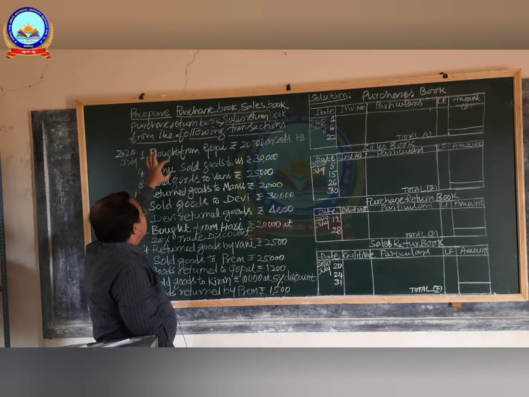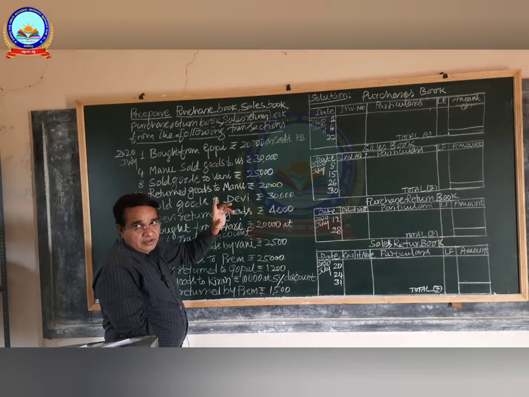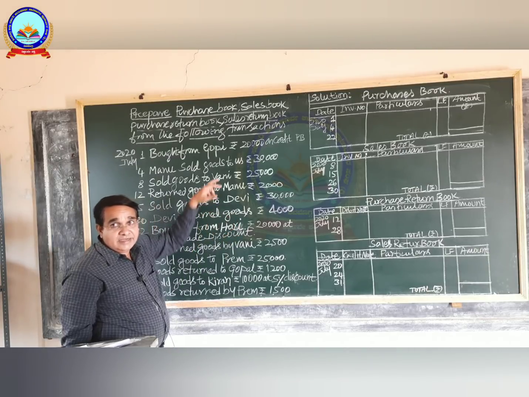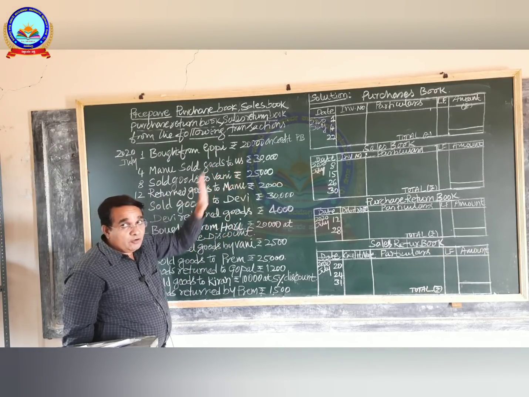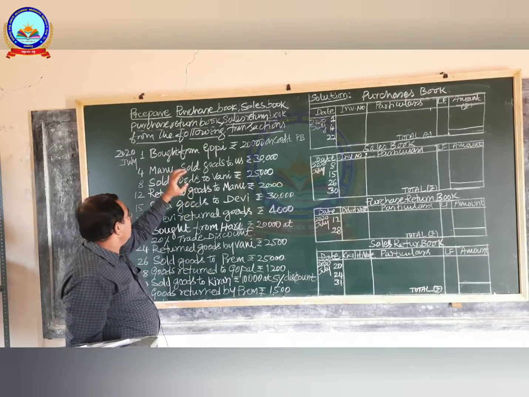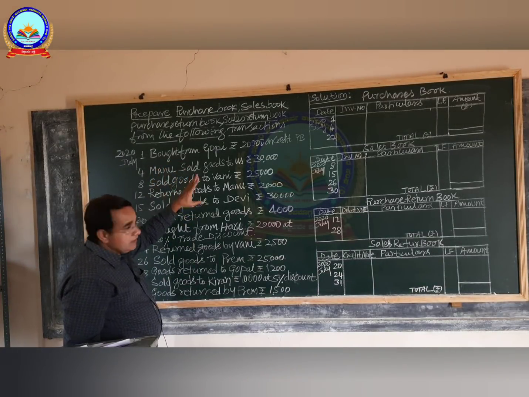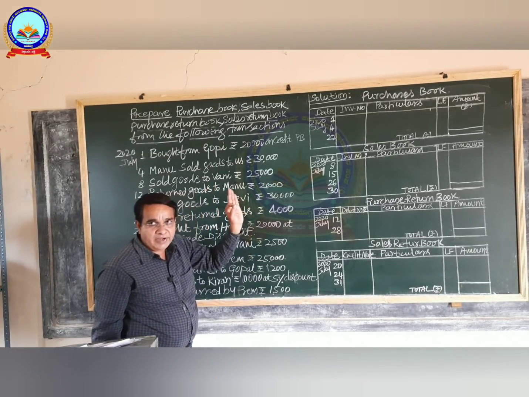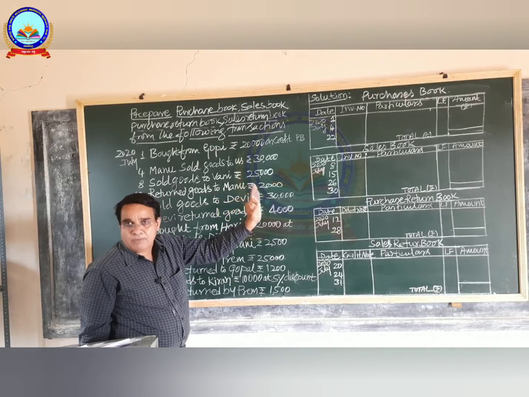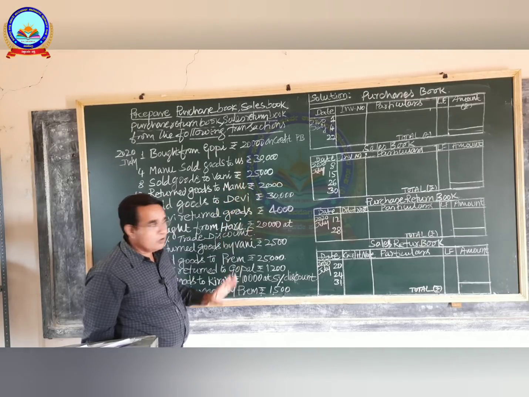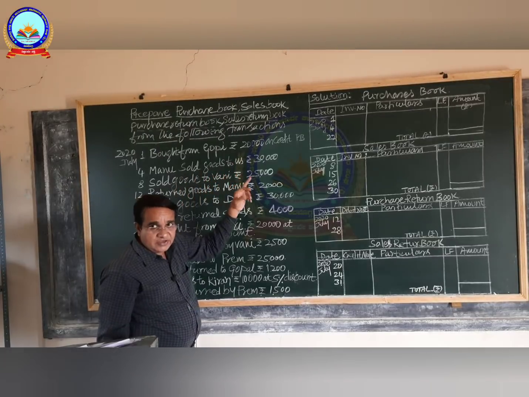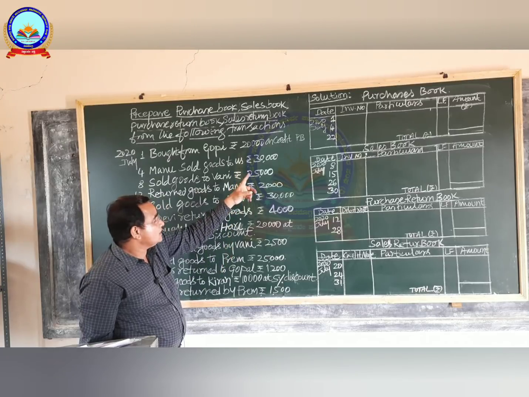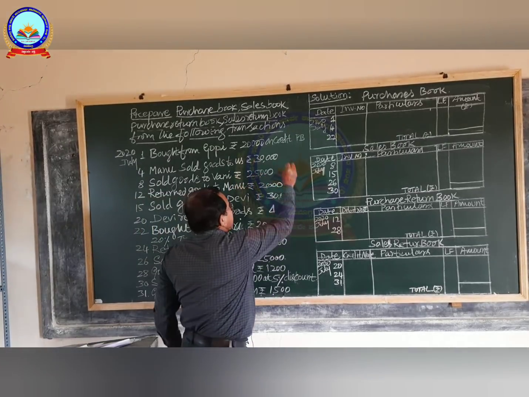Likewise, on 4th, Manu sold goods to us. I mean, we have purchased goods from Manu. This is an indirect transaction. Here, don't be confused, dear students. When we have an indirect transaction, we should read it carefully and enter it in the right subsidiary book. Manu sold goods to us. I mean, we have purchased goods from Manu. That's why this transaction is to be entered in the purchases book.